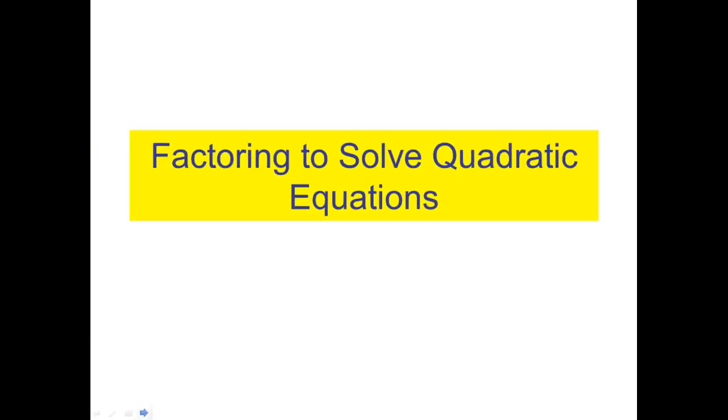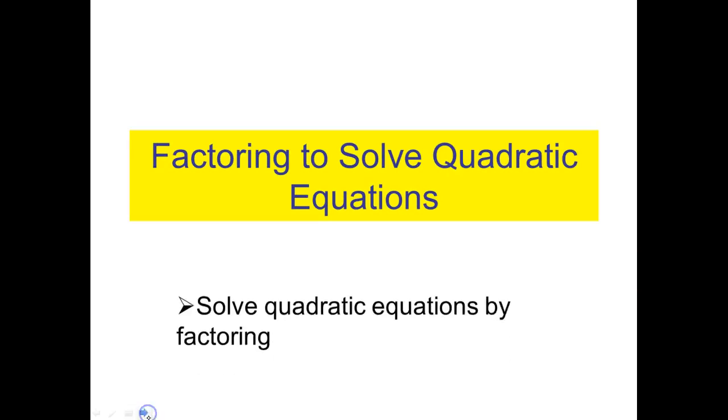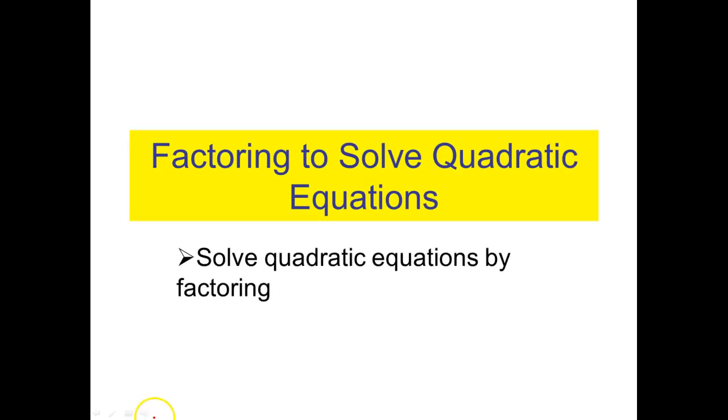So today, as mentioned, we're going to be solving quadratics by factoring. So before we do, we need to understand something. There's a property in math called the zero product property, and it's pretty common sense, but I want to talk about it so you understand why the factoring method works.